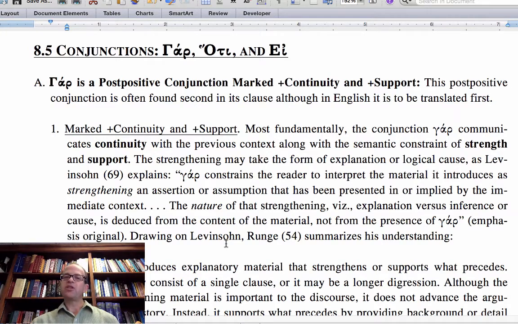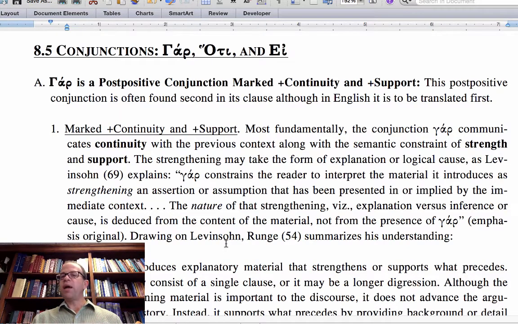Now finally, let's talk about some important conjunctions. Gar is a postpositive conjunction. Remember that postpositives occur second or third in the sentence. They're not the first word in the sentence, they're often the second. Gar is special because it marks continuity as well as support.